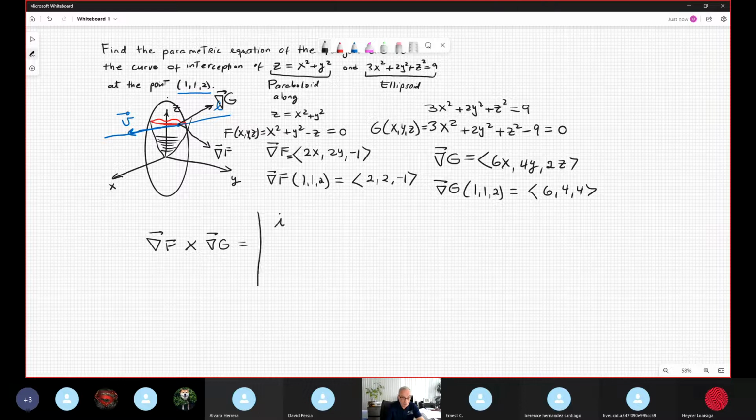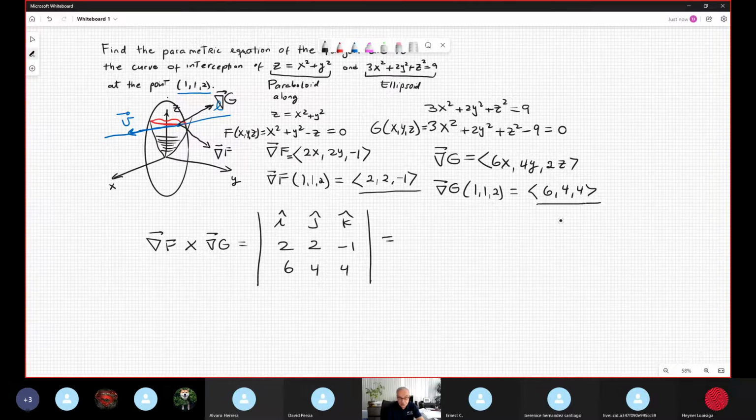The famous formula ijk, and you copy 2, negative 1 is the component of this vector, and 6, 4 is the component for the second vector. Okay, let's do it. But no, I skipped the arithmetic part. I know the answer. I did it. The answer is 12, negative 14, negative 4.